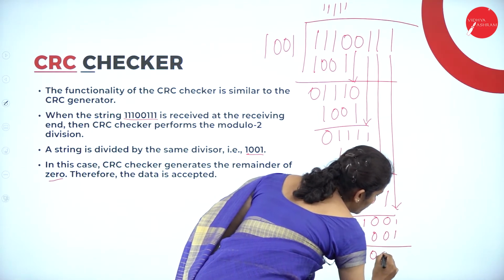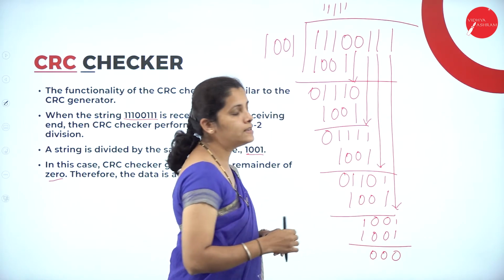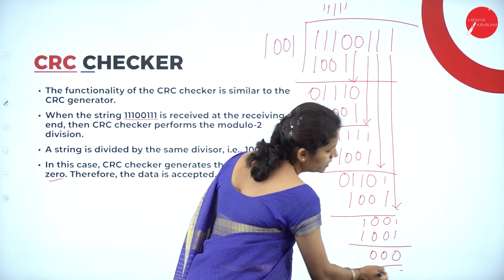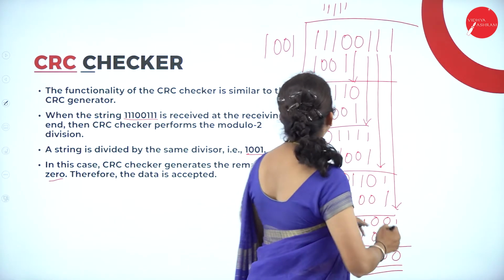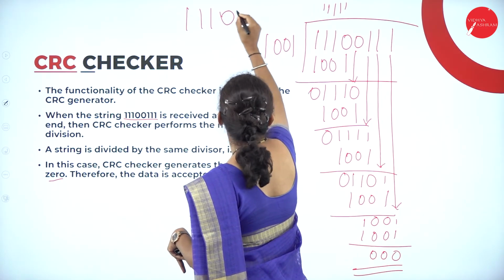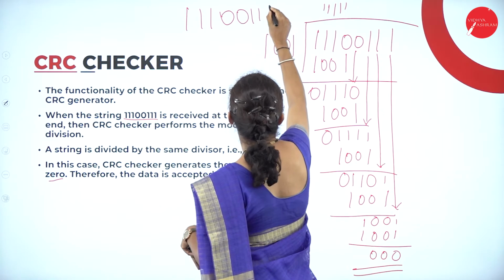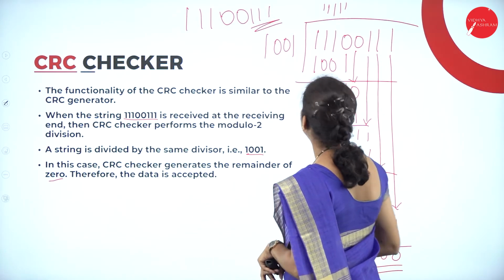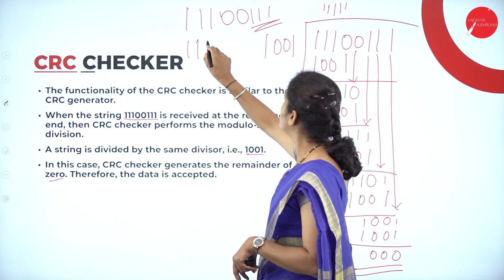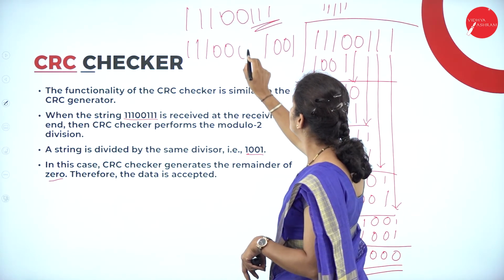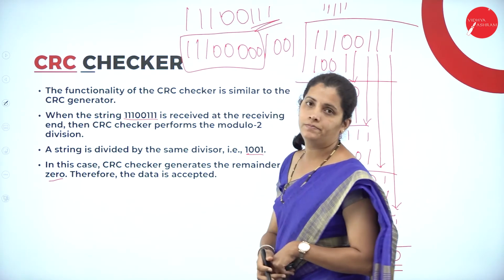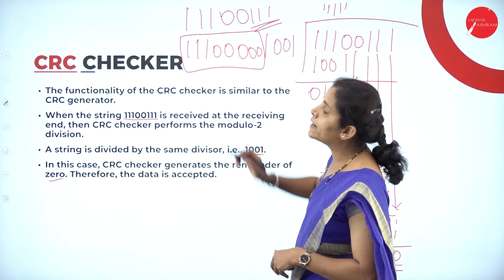So my CRC bits, what is my result here? My result is 0. So this is the calculated CRC. Now what I will do, I'm going to replace this CRC with my calculated CRC, that is 1100, and this is my actual data. So dear students, this is my actual data.